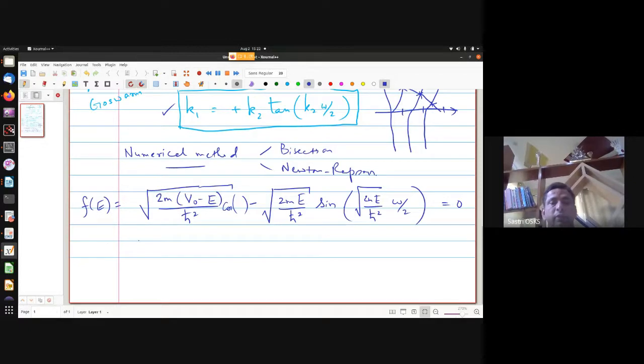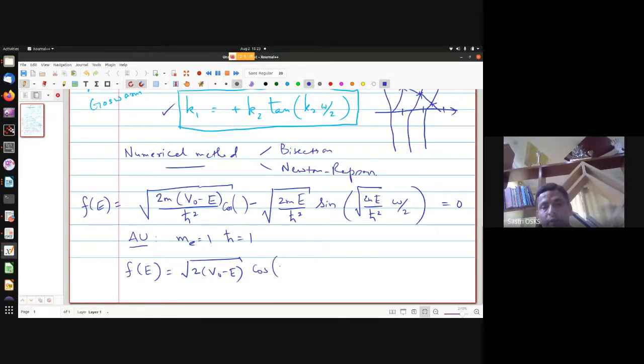Now in this equation, when we want to solve, we have to remember we are using atomic units. So mass of the electron equals 1 and h cross equals 1. So this simplifies. F of E will be equal to square root of 2 times (V naught minus E) into cos of root 2E into W by 2, minus root 2E times sine of root 2E into W by 2, equal to 0. So this is the equation we want to solve.